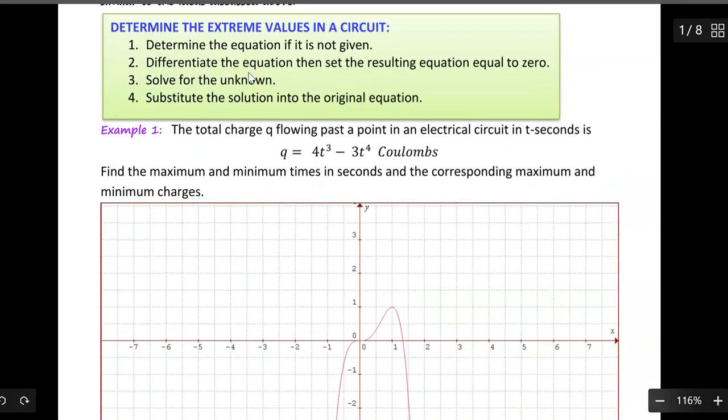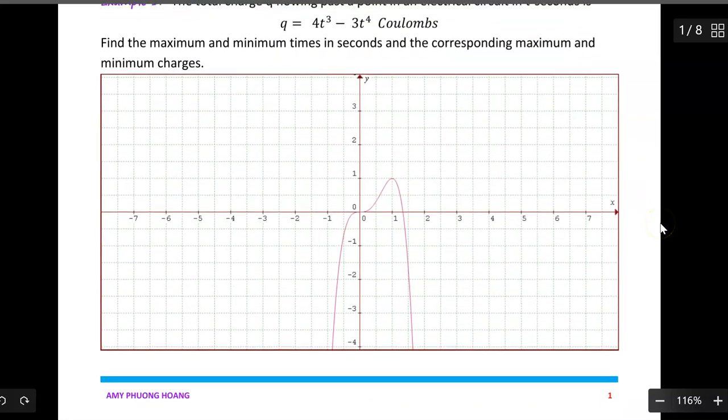I am asking everyone to find the maximum and minimum times in seconds and the corresponding maximum and minimum charge of this equation, given in terms of time. Okay, so this is straightforward. I don't have to determine the equation because it's given to me already. I would differentiate the equation and set the resulting equation equal to 0. Okay, so let's do that.